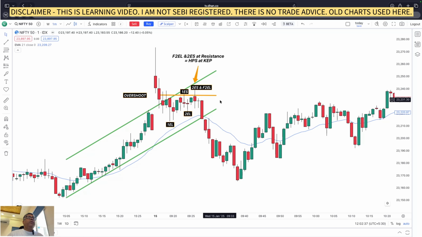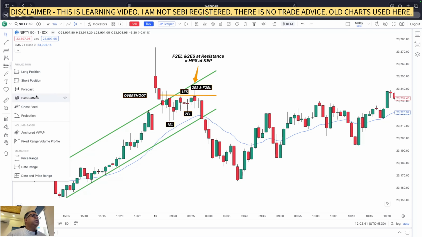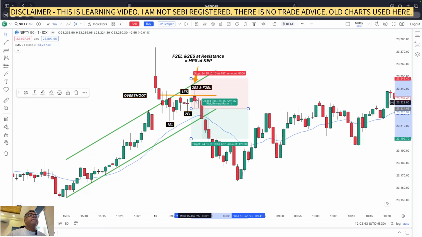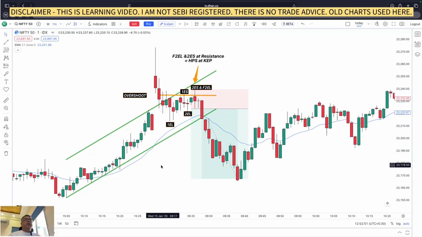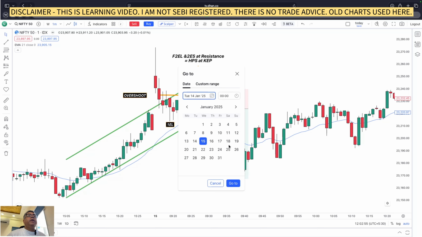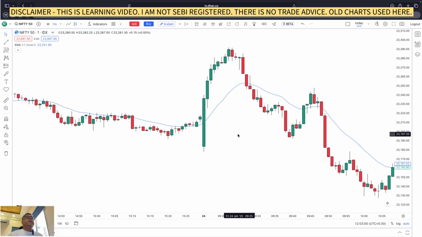Okay. So here you can see this is the bar where you could enter. Let me see the risk and reward. The risk is only 15 points, while the reward could have been more than 56 points. Let us go to any other day. Random day, let's go to 25 or 24, any day.